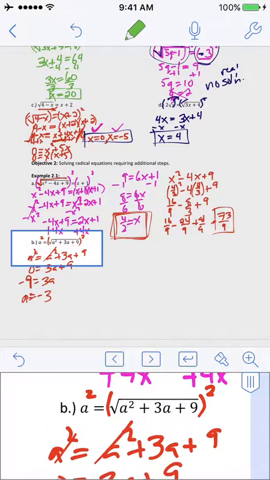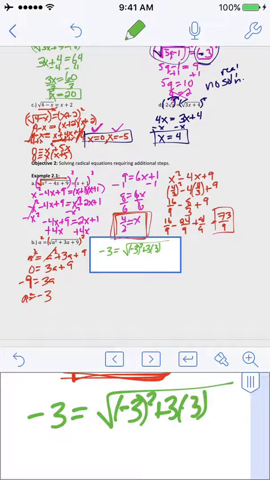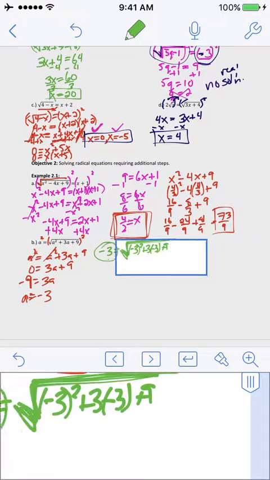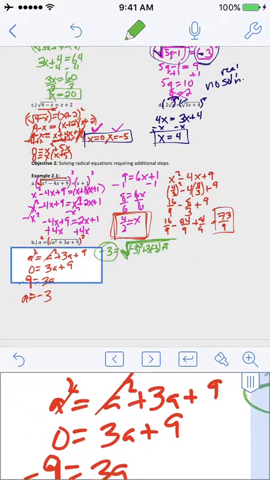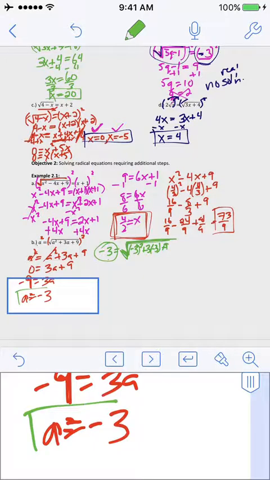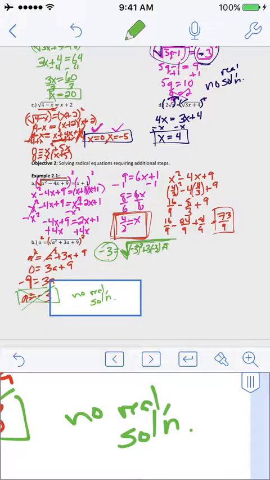Let's double check it on the left-hand side first. Can I have negative 3 equal to the square root of negative 3 squared plus 3 times negative 3 plus 9? I already see a problem. I have a negative 3 as the answer to a square root problem. That doesn't make any sense. So right here, where we squared both sides, the very first step, we made a boo-boo. This is an extraneous solution. There is no real solution. Bummer, right? Oh well.